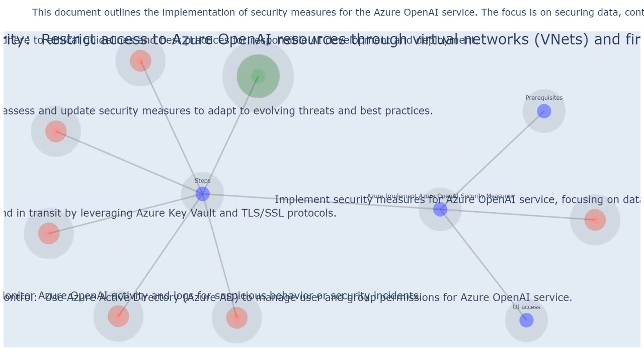Configure network security. Restrict access to Azure OpenAI resources through virtual networks (VNets) and firewalls. This step enforces network-level security by allowing access to the Azure OpenAI service only from specific trusted networks. This can be achieved by configuring virtual networks (VNets) and firewalls to control inbound and outbound traffic. For instance, you might restrict access to Azure OpenAI from specific IP addresses or subnets, ensuring that only authorized systems can interact with your Azure OpenAI service.